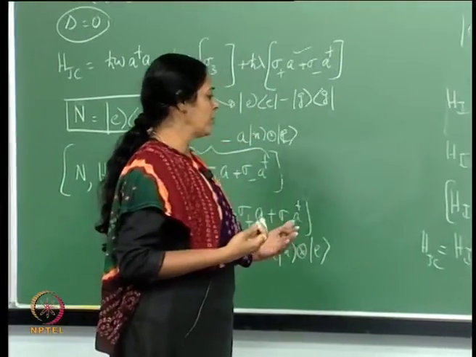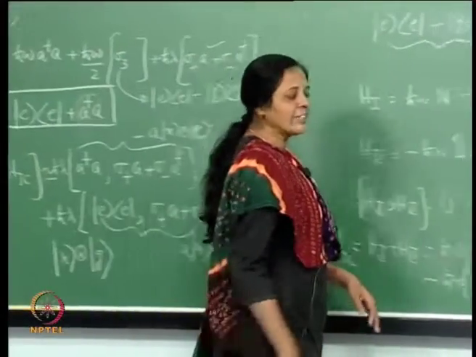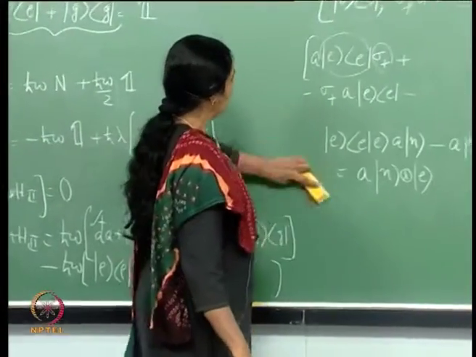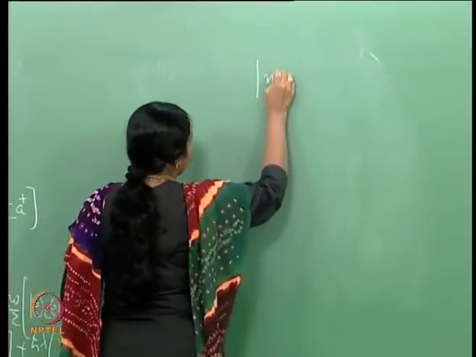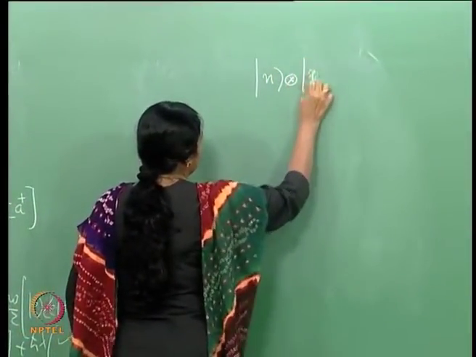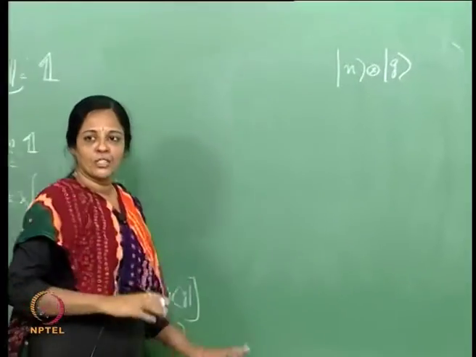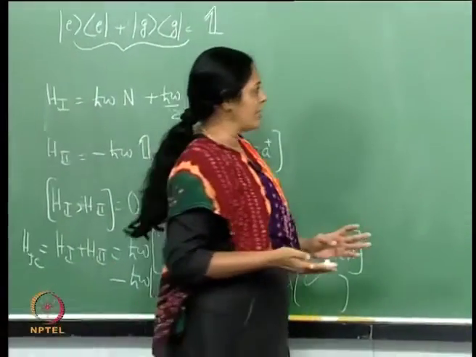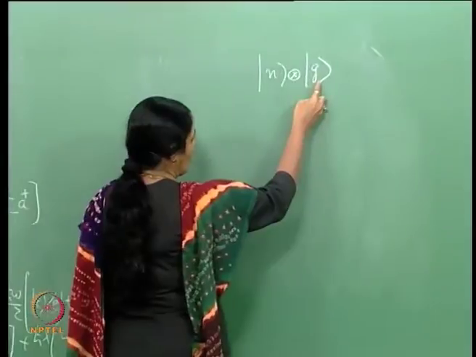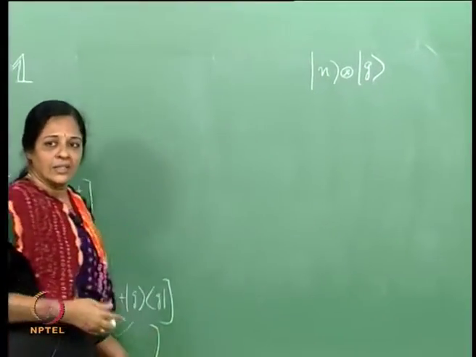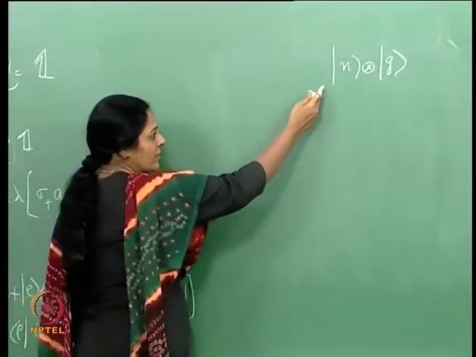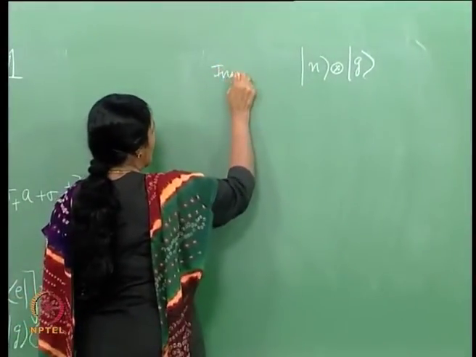And now I work with this Hamiltonian and try to see what kind of dynamics comes out of this. Let me start with the factored product state, or the disentangled state, n direct product G. That means it's an n photon state. Initially, this is my initial state, and the atom is in the ground state.